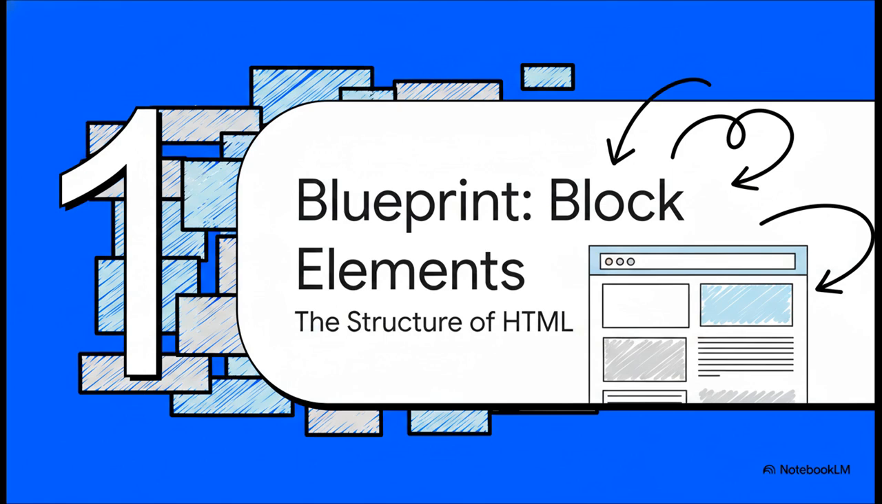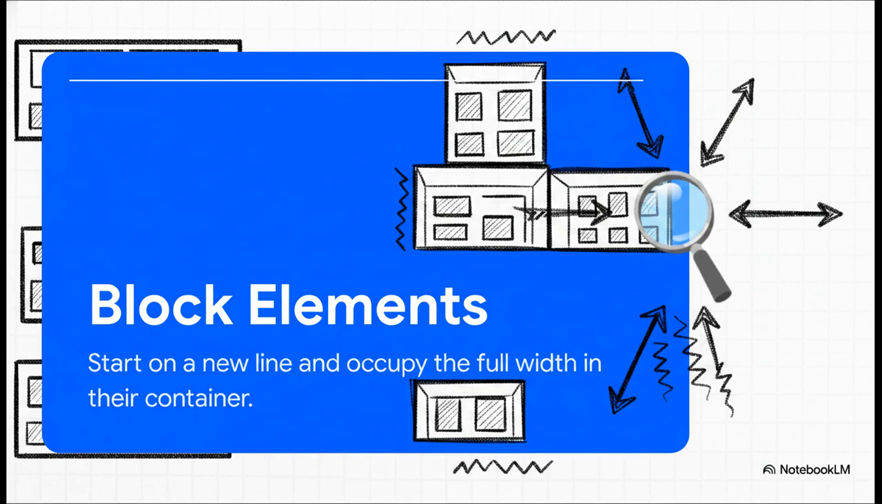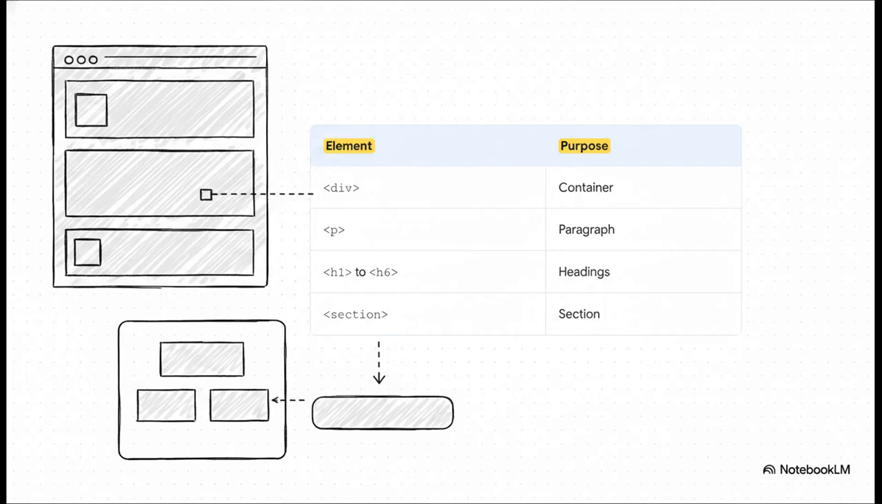Let's lay the foundation. So block elements are essentially the major rooms of our digital house. They naturally stack right on top of each other, and here's the key. They greedily take up all the horizontal space they possibly can. They're the absolute core organizational structures of any page you visit. These are the sturdy walls organizing our content.